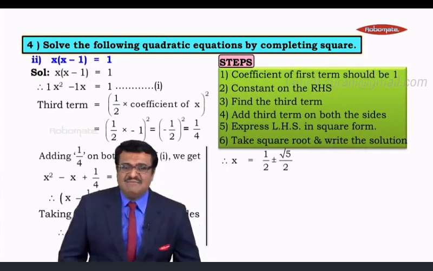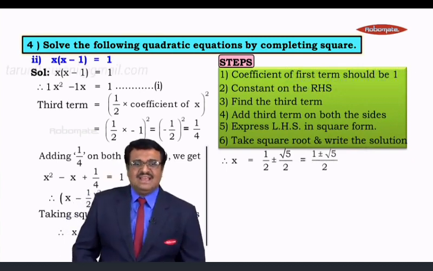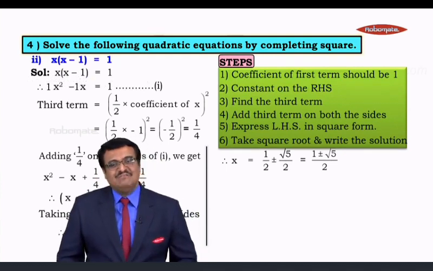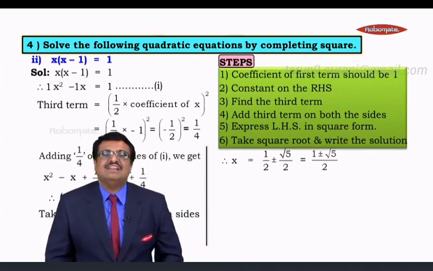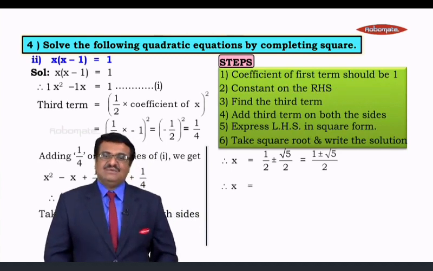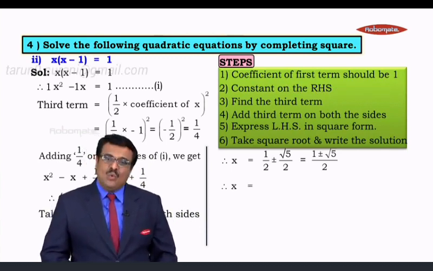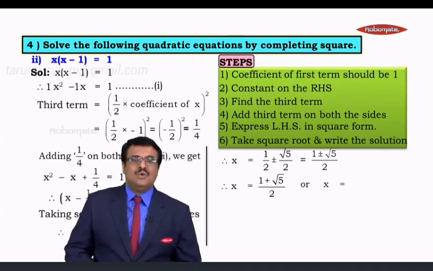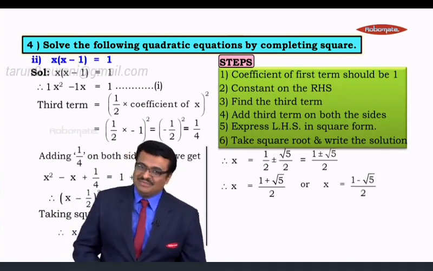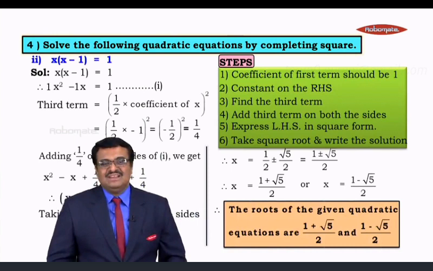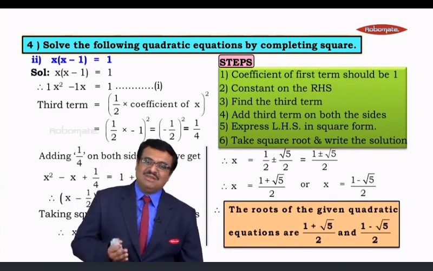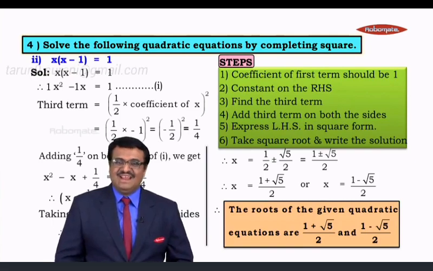Now denominators are same, we can combine the denominators and write x is equal to 1 plus or minus root 5 the whole upon 2. One value of x will be with plus sign, other value of x will be with minus sign. So what we get is x is equal to 1 plus root 5 upon 2, or x is equal to 1 minus root 5 upon 2. Then we write the final answer. The roots of the given quadratic equation are 1 plus root 5 upon 2 and 1 minus root 5 upon 2. Right? Thank you.